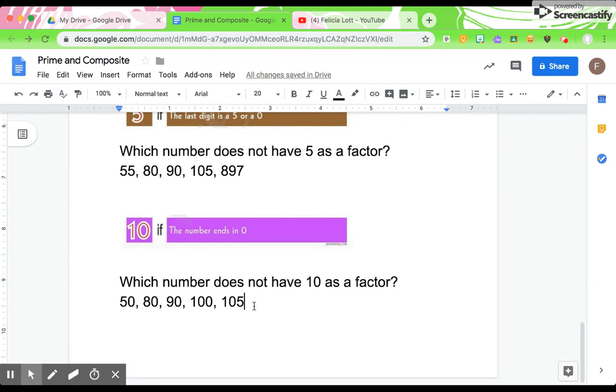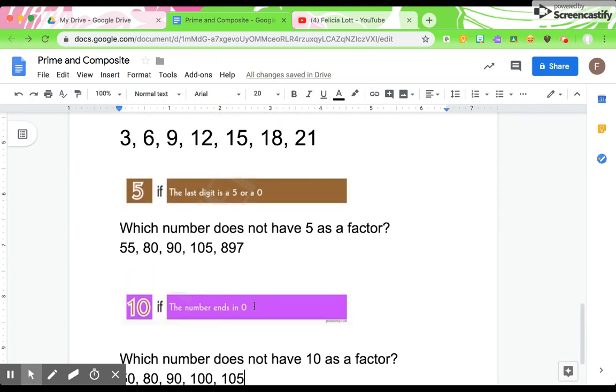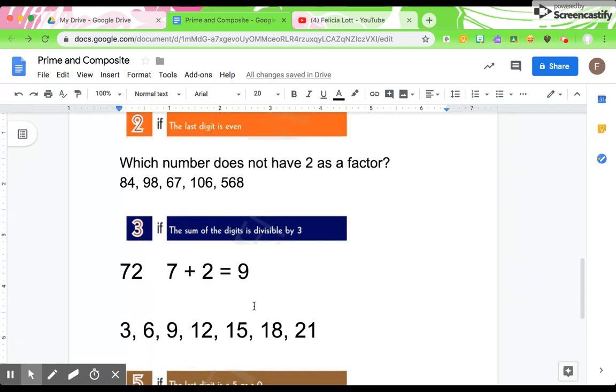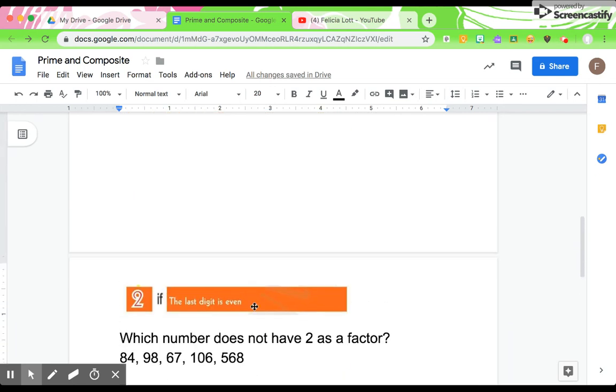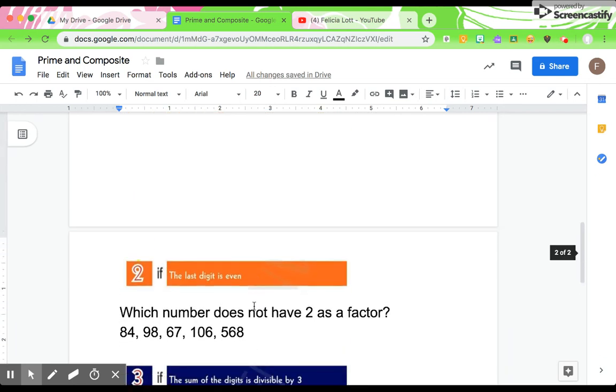So if you go through this and you say, okay, 10 is not a factor, 5 is not a factor, 3 is not a factor, 2 is not a factor, maybe only 1 in the number you're looking at is a factor, which means that it's going to be a prime number.